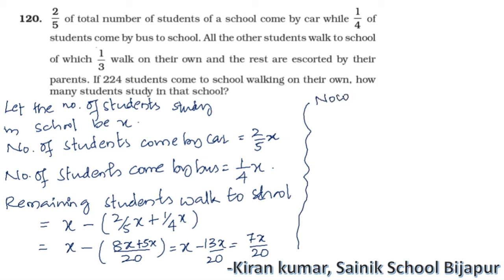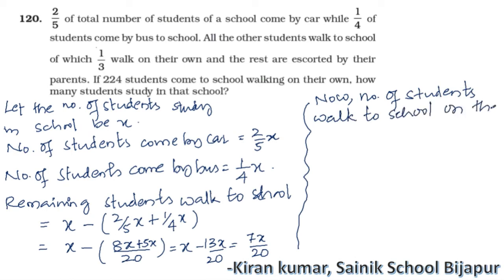On simplification, we get 7x by 20. Now, the number of students who walk to school on their own is 1/3 of 7x by 20. The operation of is the same as multiplication. So we get 7x by 60.